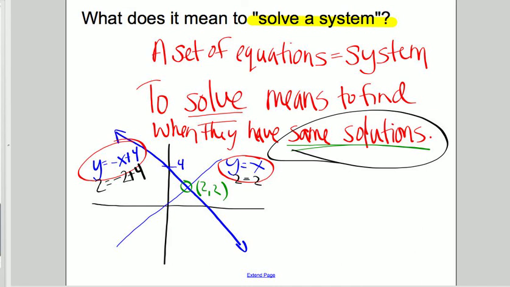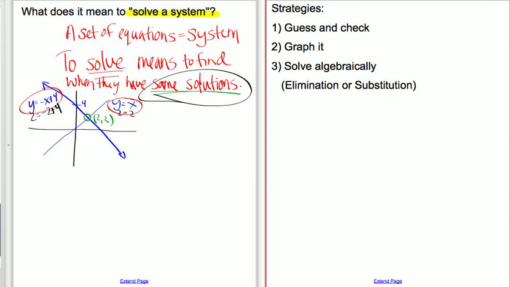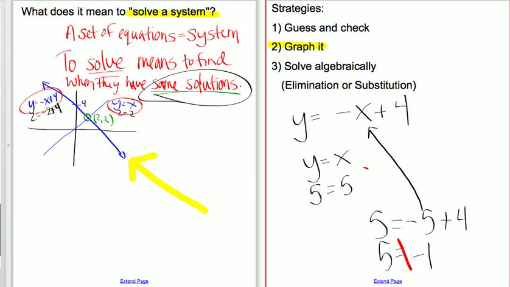What I just did here was a graph. That's one strategy to solving a system. One strategy is to graph it, as you see here, and that's what I did in this example. Another strategy would simply be to guess and check. That would be like, okay, I have the 2 equations, let me just guess a number and see if it works. So I know y equals x, that's pretty easy. So if I plug in 5, I get 5 for y. Let's check if that works in the other equation. So if I plug in (5, 5), does it work? And we'd quickly see that it does not work because these two are not equal. So this is not the solution.